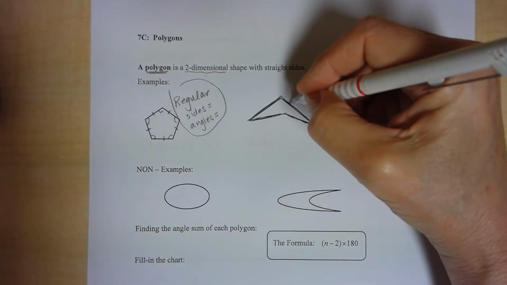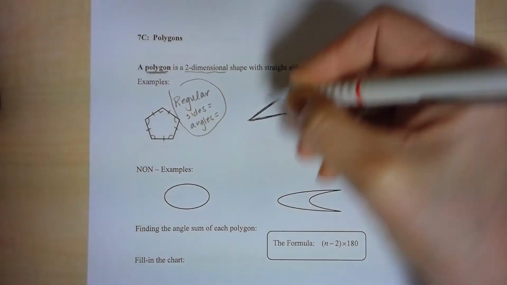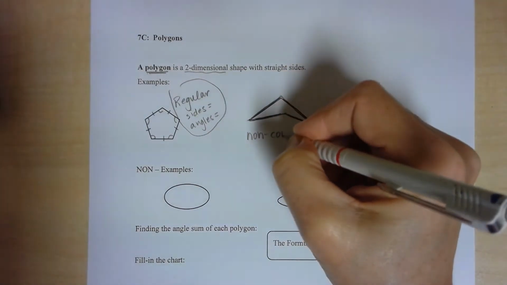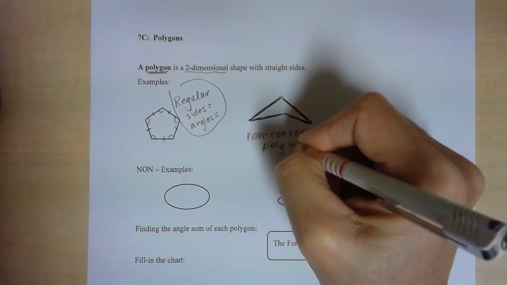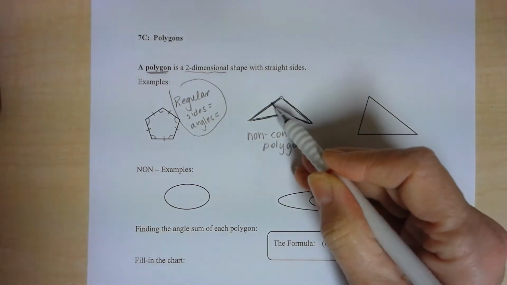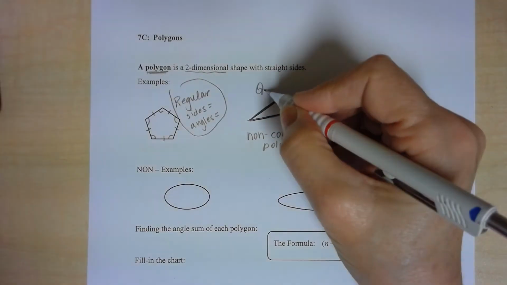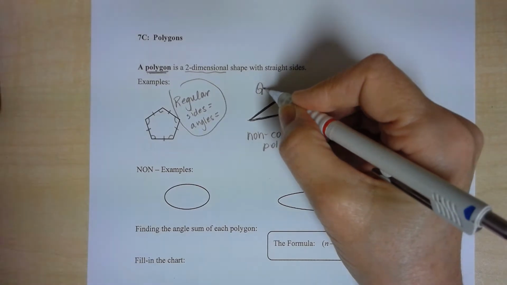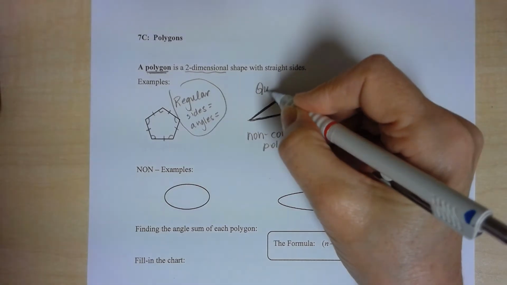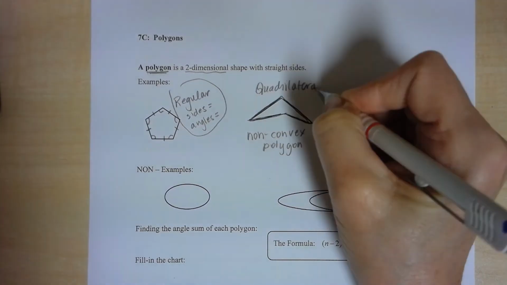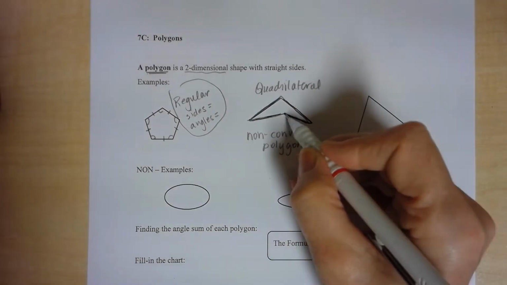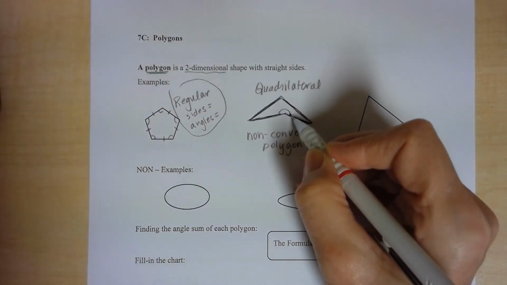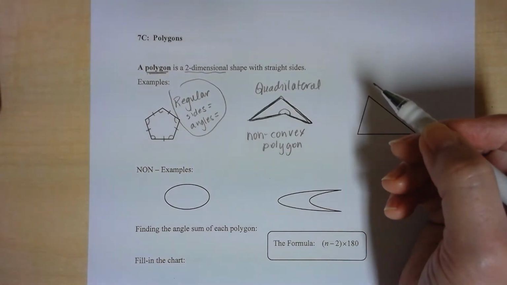This thing is weird. It's what's called a non-convex polygon. It has 4 sides, so it's a quadrilateral. It does have 4 sides, but it's got this angle that juts into the shape, and so it makes a big reflex angle inside the shape.